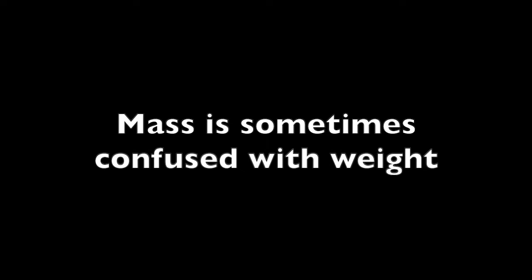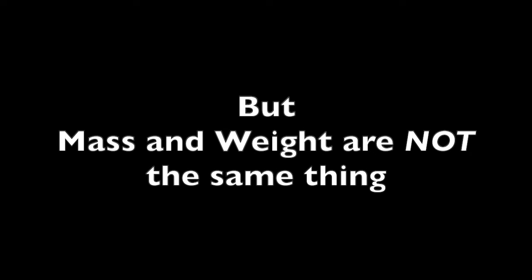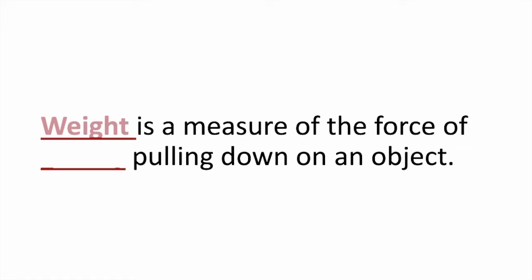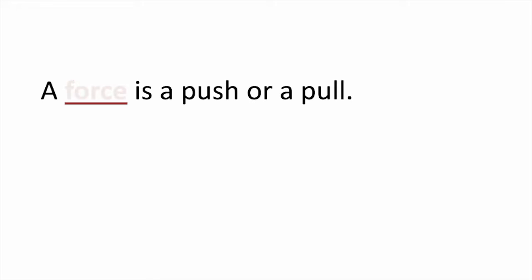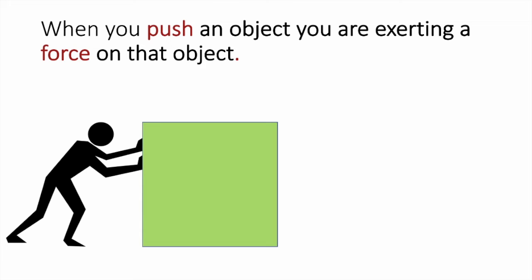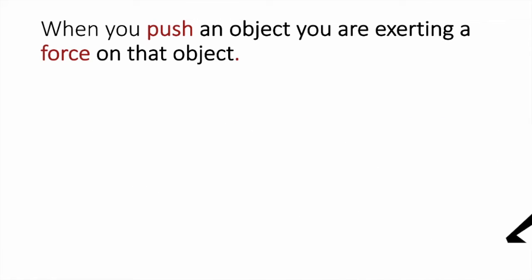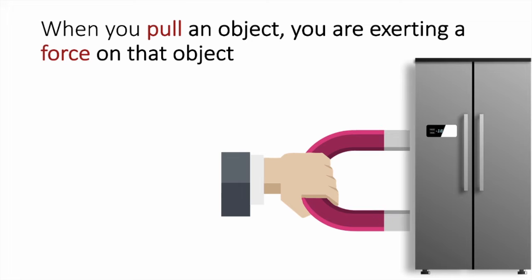Mass is sometimes confused with weight. But mass and weight are not the same thing. Weight is a measure of the force of gravity that is pulling down on an object. A force is a push or a pull. When you push an object, you exert a force on that object. When you pull an object, you exert a force on that object. To exert means to apply.